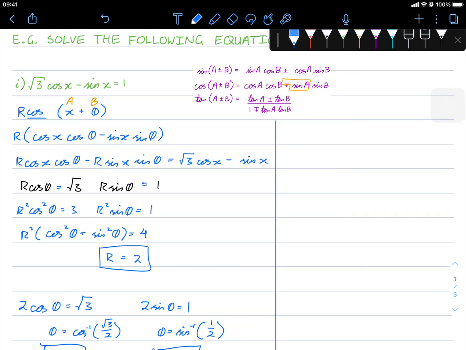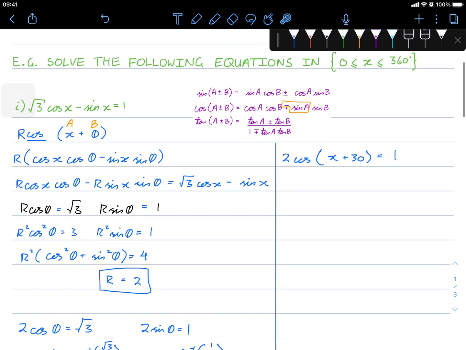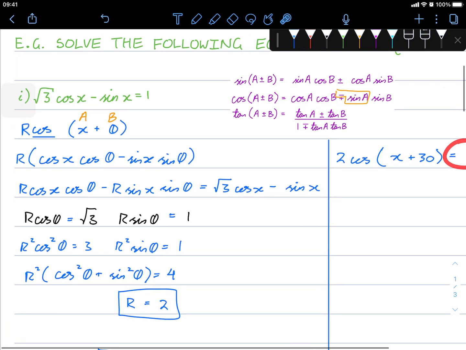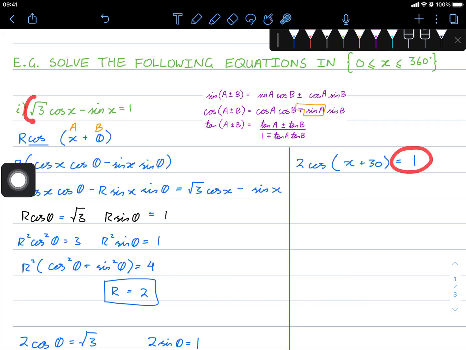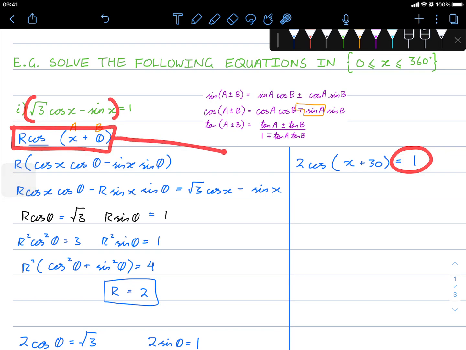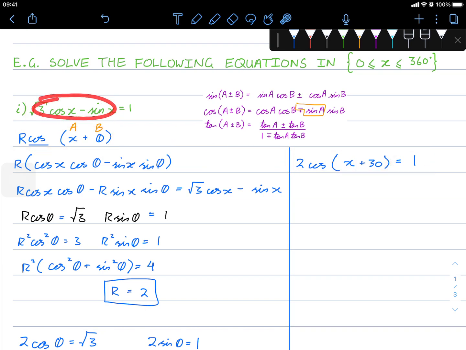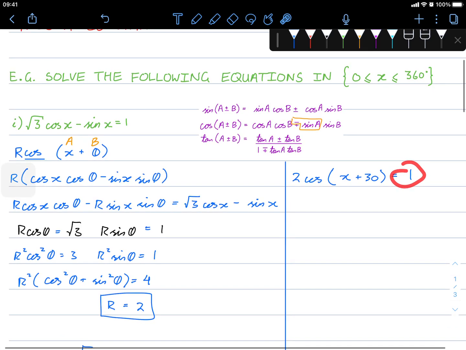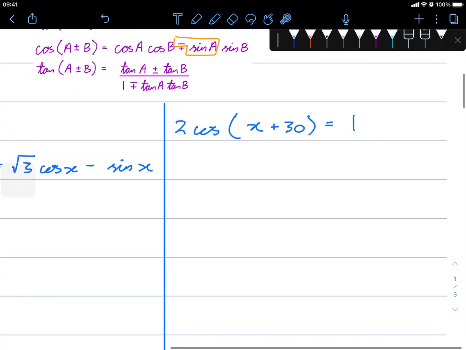So r is 2, so 2 cos of x plus 30 degrees is equal to 1. Now, where I got that 1 is, remember, we worked everything so that all of this can become this expression, which we have done now. So this is now equal to 2 cos x plus 30 equals 1. And now we solve this as we normally would.